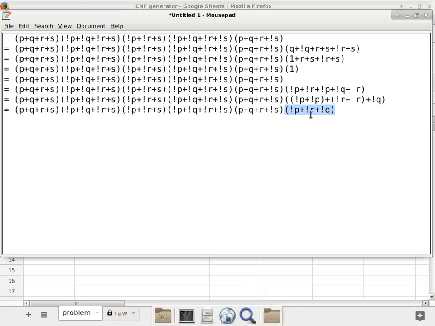You can resolve these two, right? These two are pretty easy to resolve because they just resolve to P plus Q plus R, because I'm using this non-negated S here to resolve with this negated S. So we end up with P plus Q plus R, P plus Q plus R, which simplifies to just P plus Q plus R, which is missing at this point.